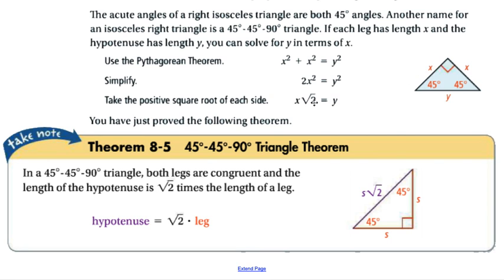So the hypotenuse is the square root of 2 times the length of the leg. And that's what's in the formula right here for your 45-45-90 triangle theorem. Okay? So the hypotenuse is the square root of 2 times the length of the leg.